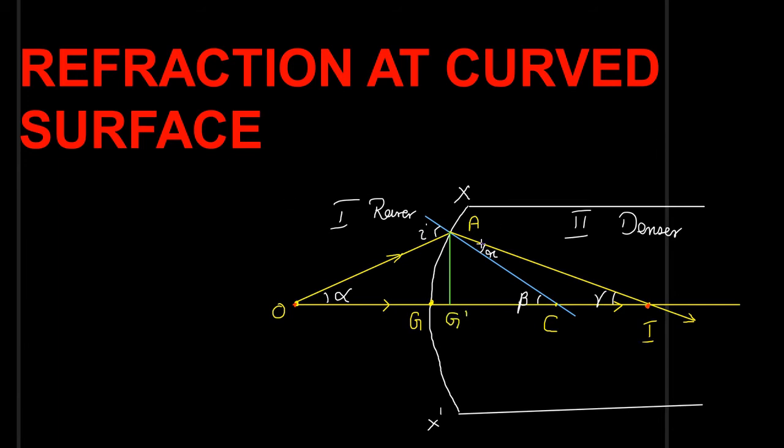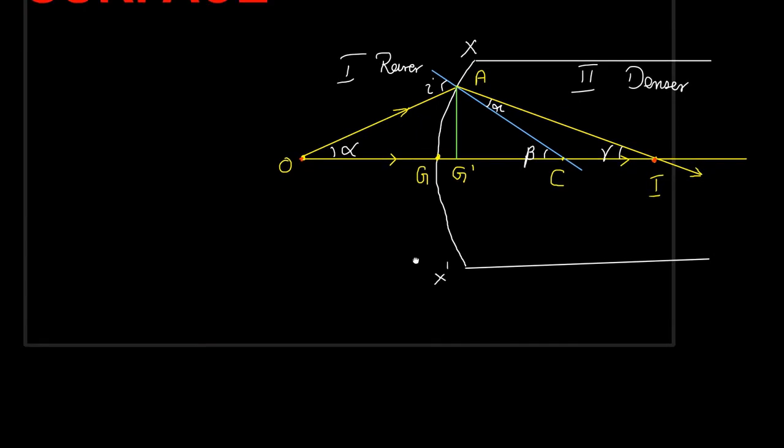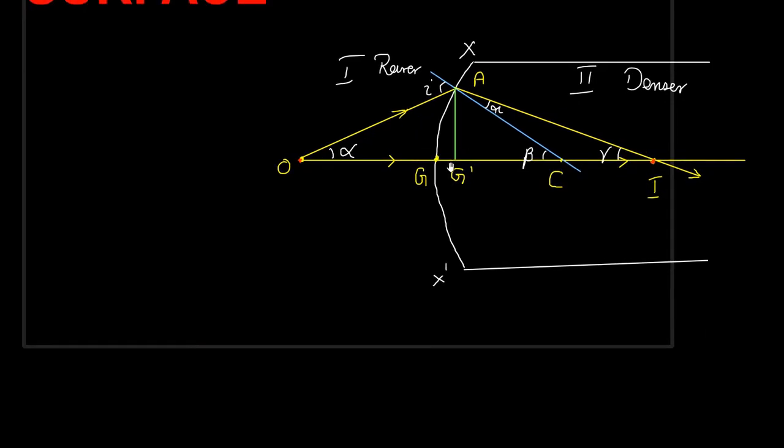Here we take the aperture, that is the lateral size of the surface, to be small compared to the other distances, so that small angle approximation can be made. So G and G dash are close by, or the distance between G and G dash is negligible, or the point G dash is considered to be at G itself.